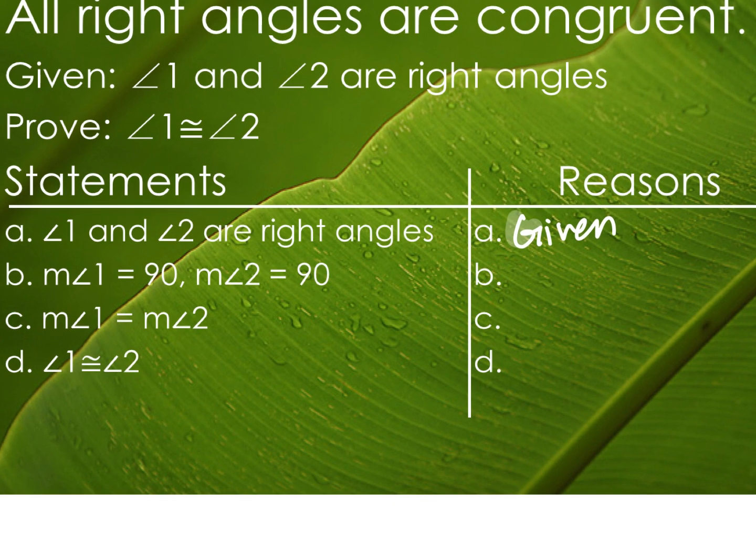All right, looking at B, it says the measure of angle 1 is 90 degrees. The measure of angle 2 is 90 degrees. Can anybody tell me the definition of a right angle? What's the definition of a right angle? An angle that equals 90 degrees, right? So when we're looking at this, they're telling me that this is a right angle. All I'm doing now is saying that it's equal to 90 degrees. Remember, things that I can use for reasons: I can use postulates, I could use given information, I could use theorems, and I can use a definition. So for this one, it's going to be definition of right angles.